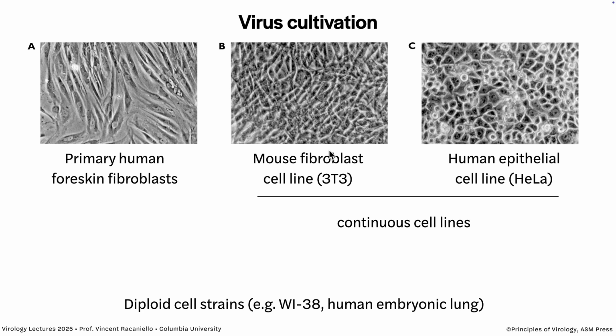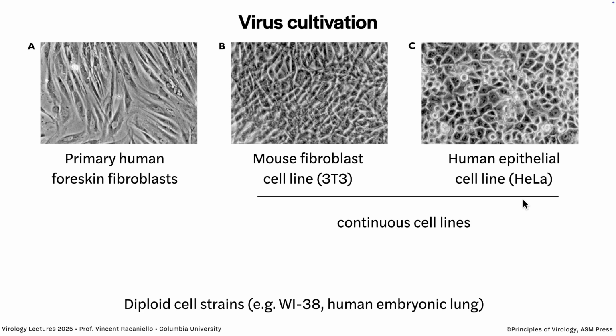The next two virus cell cultures shown here are immortal, or continuous, cell lines. These are mouse fibroblasts, called 3T3, and these are human epithelial cells, HeLa cells. So continuous means they grow forever. They won't die. You can grow them, you can freeze them, you can thaw them. In fact, these cells were isolated in 1951, and they still exist today. I'll tell you more about them. But these continuous cell lines are abnormal. They don't have the right number of chromosomes.